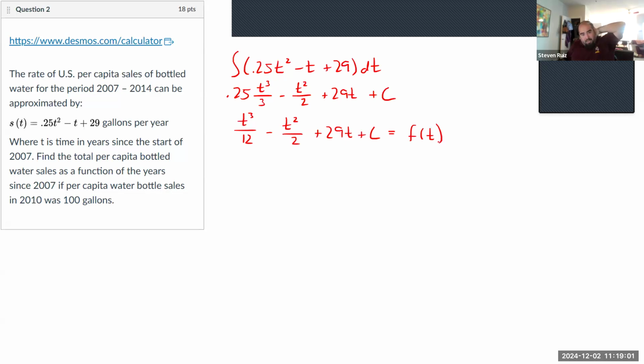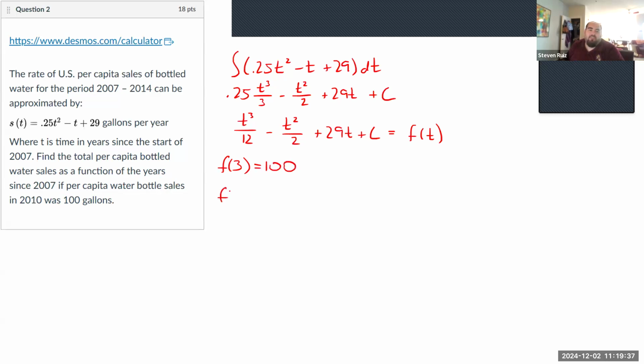All right. So do I have enough information to figure out what C is? So let's look at the question again. t is the time in years since the start of 2007. Find the total per capita bottled water sales as a function of the years since 2007. If per capita water sales in 2010 was 100 gallons. Okay, so I think we do have a piece of information. I think we have that f of 3, because we know something about 3 years since 2007. f of 3 is 100.